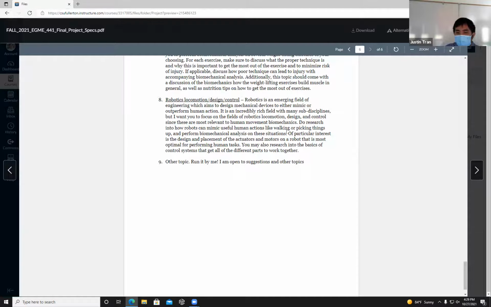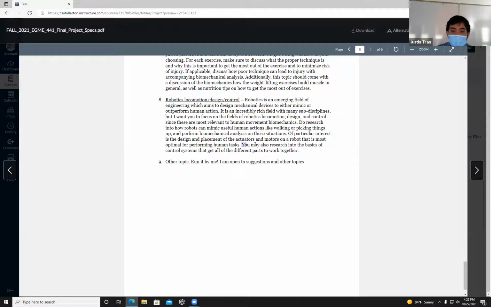Okay. And so how these robotics designers actually put these actuators on and use them to mimic real life human movement, while keeping in mind that a robot is going to have very different mass properties than a human, I want you to really dive deep into that. Okay.